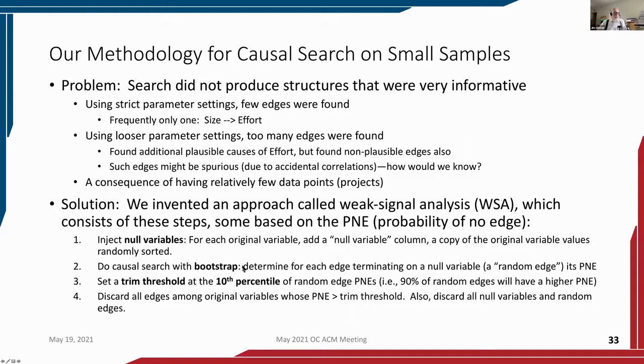All right, now we do our causal search with bootstrap, and we look at each edge that terminates on a null variable. We call these edges terminating on a null variable random edges because they're going to random data. And we look at the probability of no edge for each one of these edges. And there's a lot of them. So we say, well, we'll allow the top 10% of those in. So we set the 10th percentile of these random edge probabilities of no edge, and 90% of random edges will have a higher probability of no edge. And we discard all edges whose PNE is greater than this 10th percentile threshold. We also discard all null variables and any random edges.